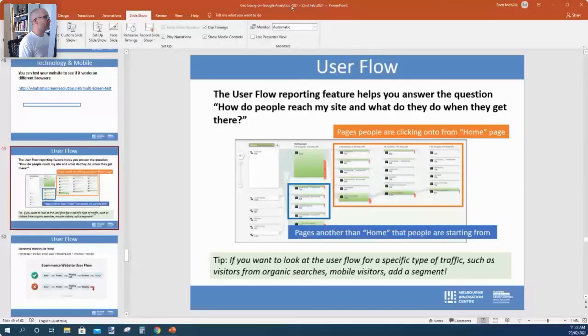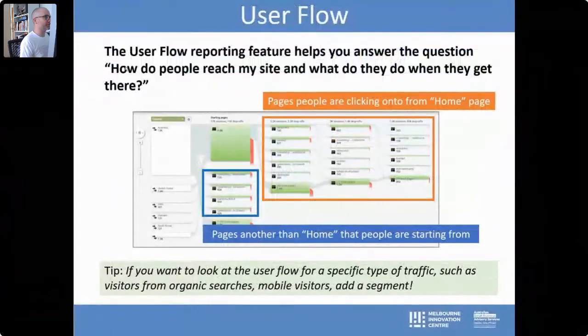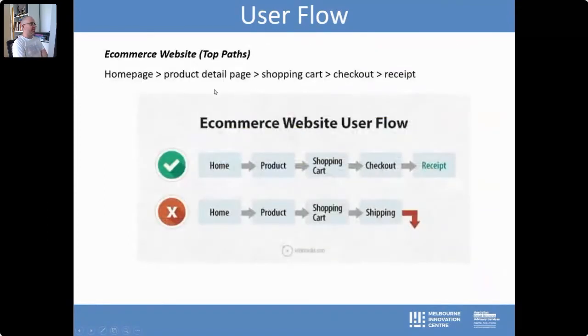All right, so the next thing I wanted to show you was a really interesting section. I'll just put that full screen again. It's called user flow or behavior flow. I think they might have changed the name recently. It allows you to answer the question: how are people moving throughout my website? Maybe they're landing from the home page, but where are they going? What is the flow of them through my website? Where do they drop off?